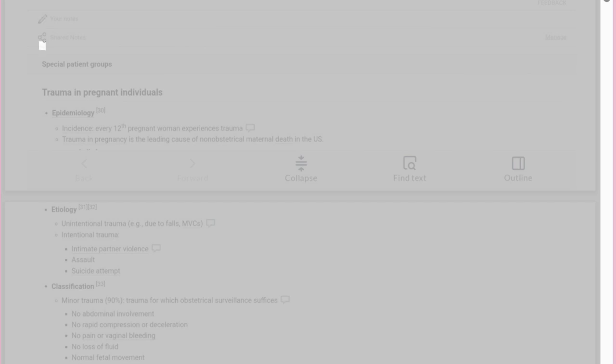Special patient groups. Trauma in pregnant individuals. Epidemiology: approximately 1 in 12 pregnant women experiences trauma. Trauma in pregnancy is the leading cause of non-obstetrical maternal death in the U.S. Etiology.